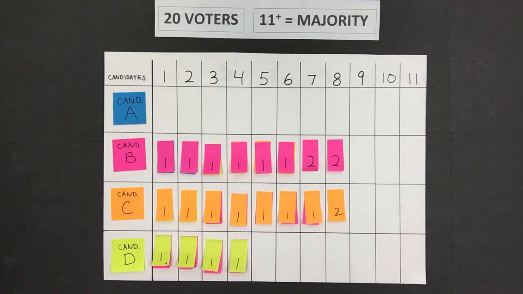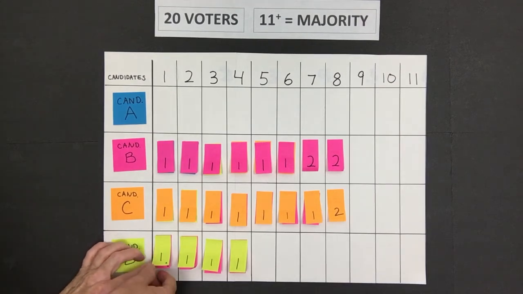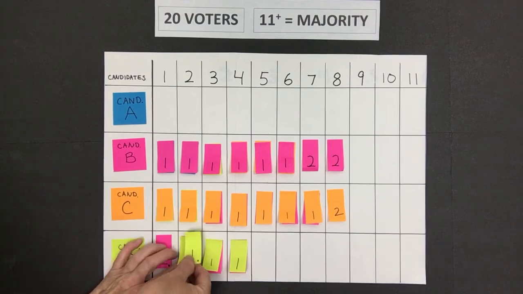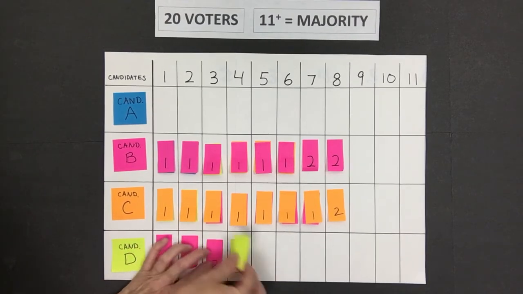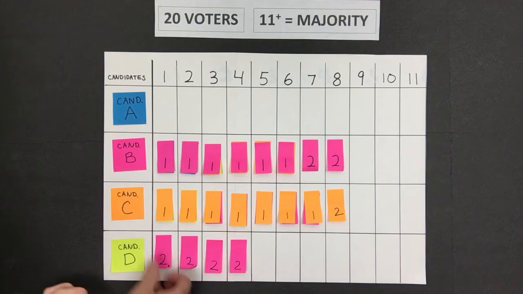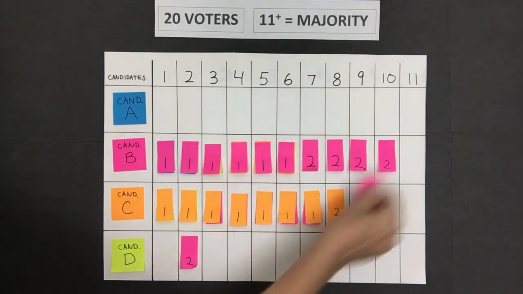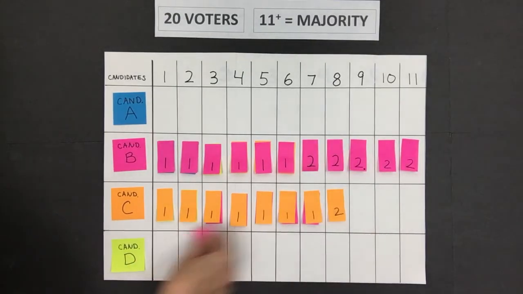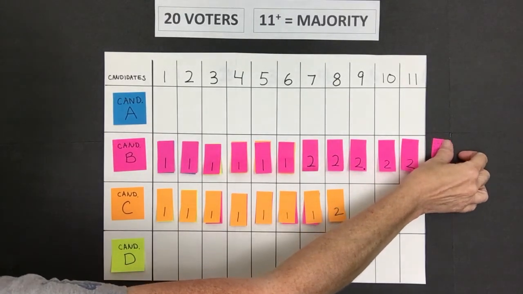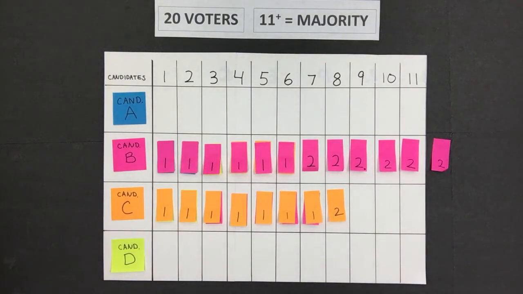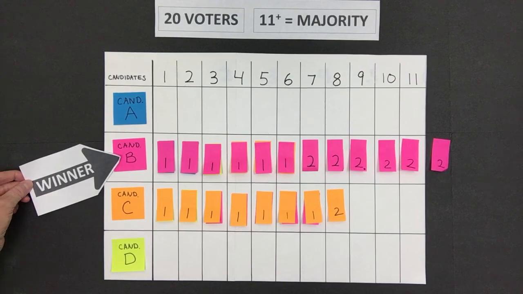The votes for the next lowest ranked candidate, in this case candidate D, one of which is yours, would then be distributed to these voters' second choice. So in this case, candidate B would receive 4 more votes. So now, with all 20 voters' choices still represented, the tabulation shows that candidate B has the majority and therefore would be declared the winner.